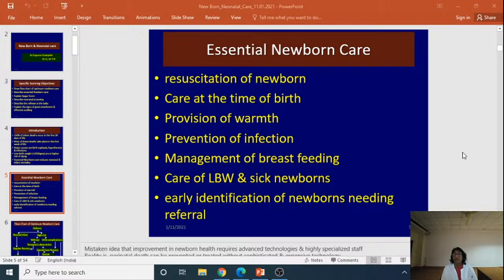As soon as the baby comes out, the baby is not used to this environment, and the newborn is more prone to infections. So you should prevent them, and then you have to initiate breastfeeding and also ensure that it is continued. So you should help the mother to manage breastfeeding. Then if the babies are born with birth weight less than 2.5 kg, and if they are sick, they need special care, and the care should be provided by us as healthcare providers. And then you should also be able to identify at the earliest the needs which require referral, and you have to do appropriate referral.